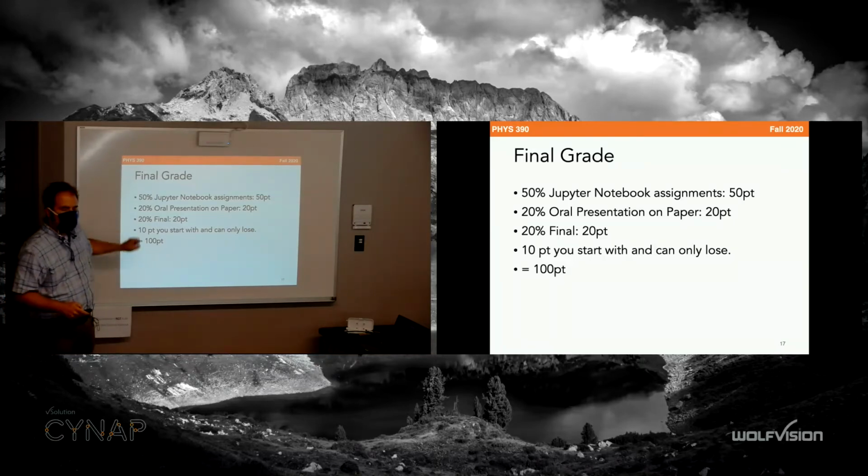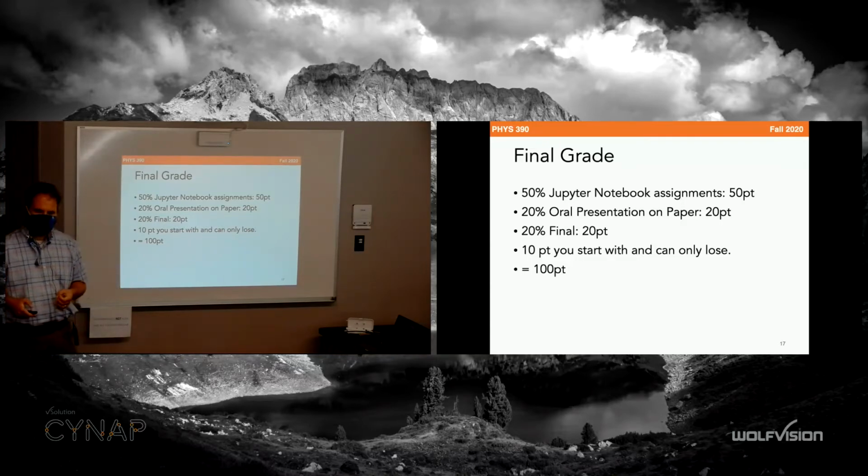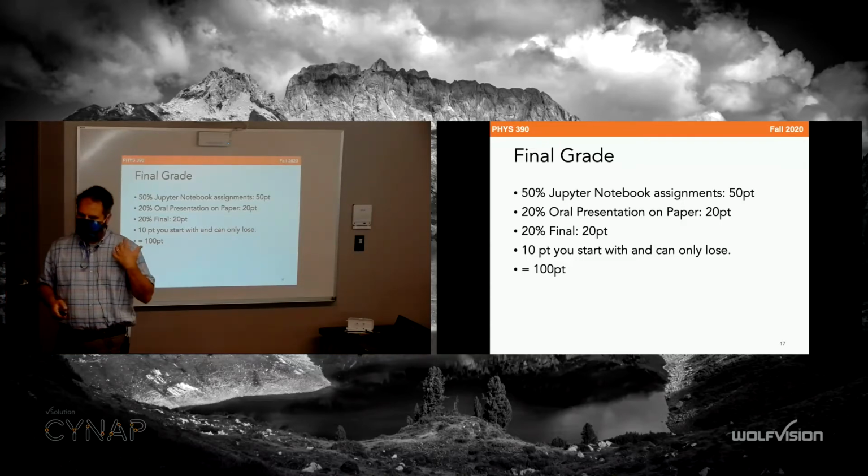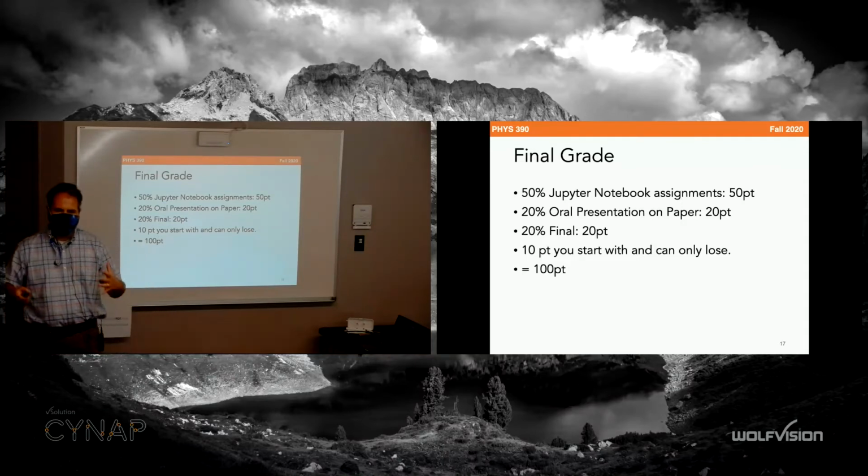And so you start with 10 points of good citizenship. Basically, don't be an unpleasant person in class to anybody else. My rule 1 for teaching is do not impair the learning of others. And so as soon as you do that, that puts those 10 points at risk. That's it. It's very simple.